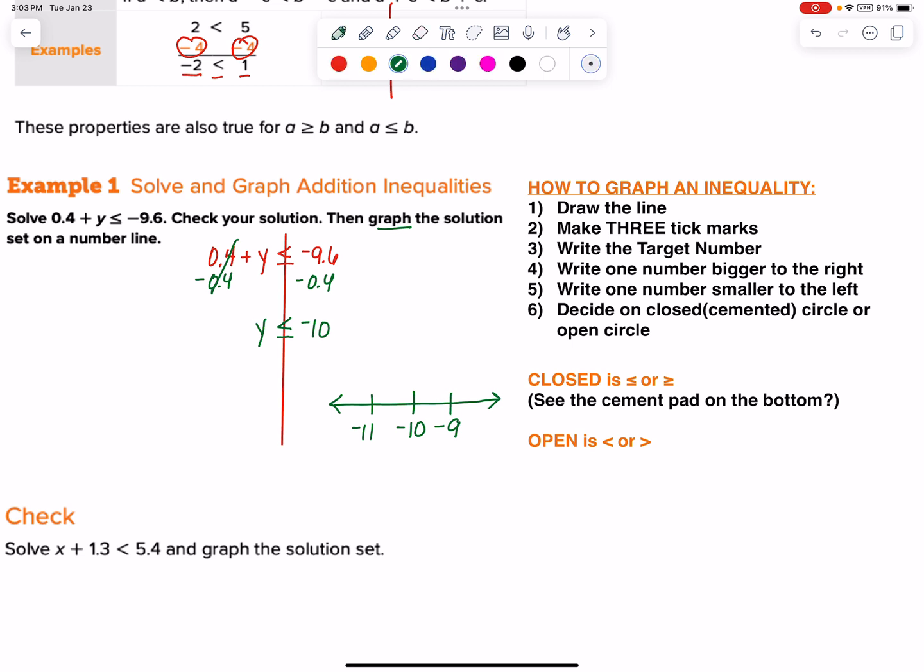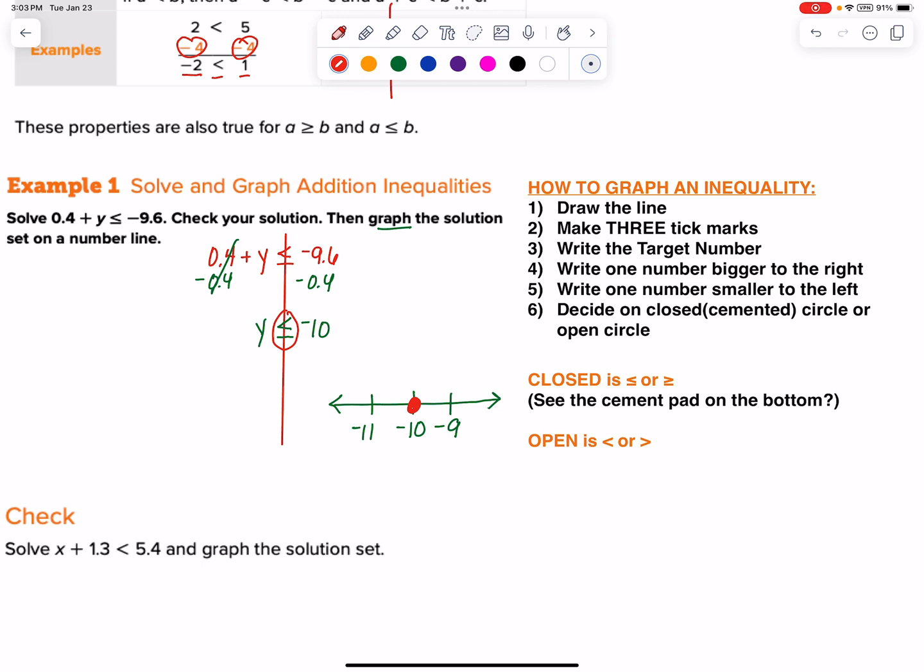All right, now that we've done that, I'm going to change colors, and it says decide on a closed circle or open circle. Well, if I look at this right here, I have the cement, which means it's going to be a closed circle, okay? Because it says y, we read from the y, read from the variable. y is less than or equal to.